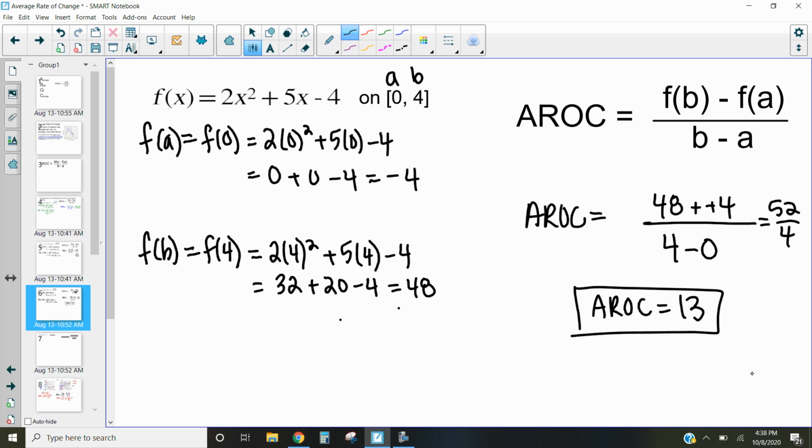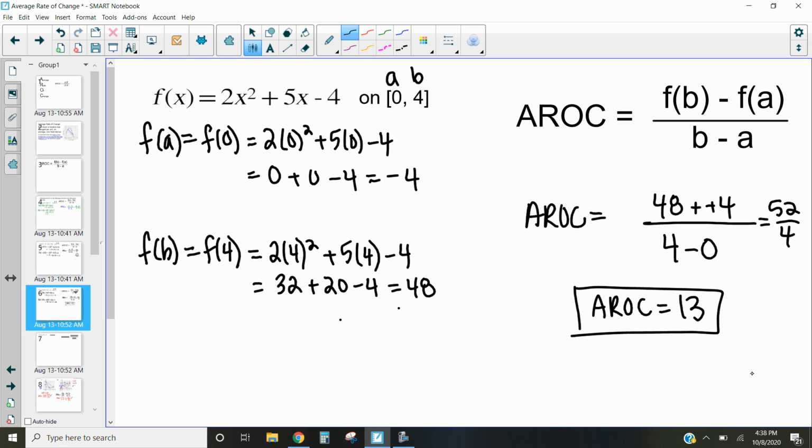Okay, hopefully you've had a chance to go over this problem on your own. Remember, we have a and b. When we found f of a, that would be f of 0. So 0 goes in for all of the x's, and that simplifies out to negative 4. Now, f of b is going to be when x equals 4, and everywhere there's an x, we need to put 4.